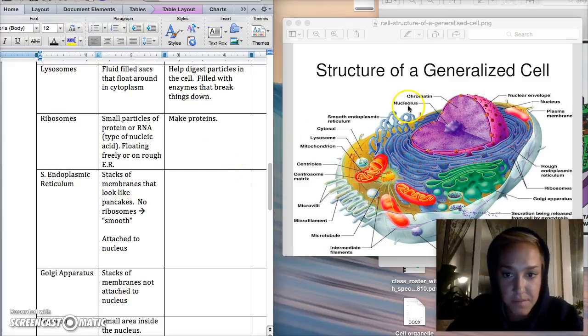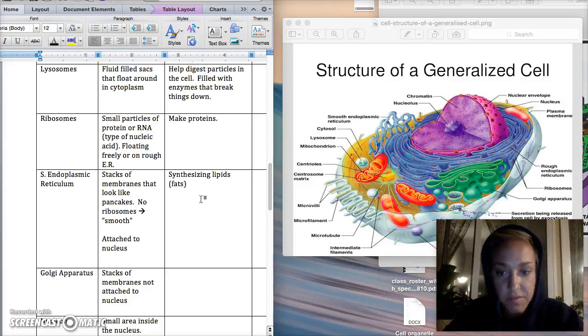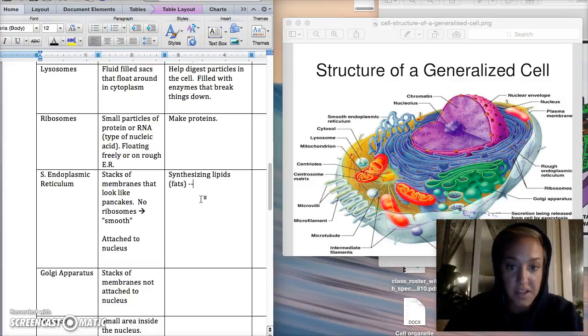Okay, smooth endoplasmic reticulum. Also stacks of membranes that kind of look like pancakes. In this picture, not so much. They're showing the smooth endoplasmic reticulum here. It's also attached to the nucleus, so that's how you can tell it apart from the Golgi apparatus. But the smooth endoplasmic reticulum is responsible for synthesizing not proteins, but lipids, or fats. Usually it's synthesizing lipids and fats for membranes, because the cell has to make membrane because it has a membrane. So a lot of times it's making its own membrane.